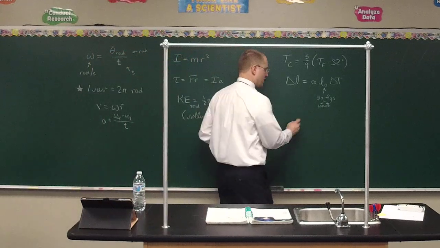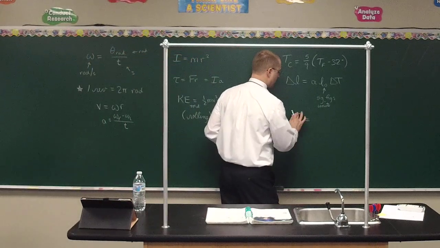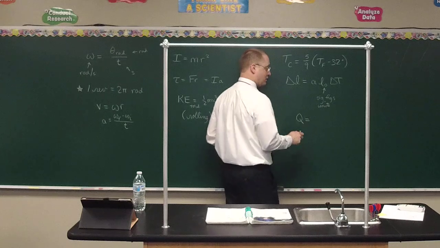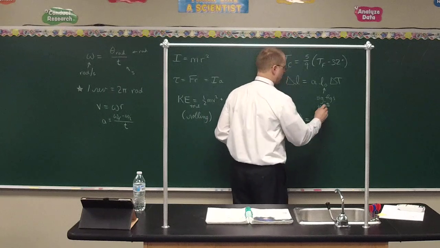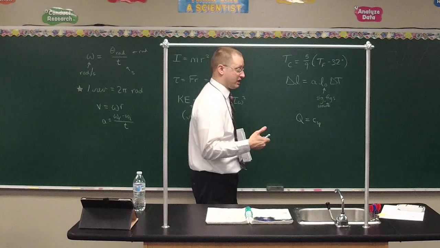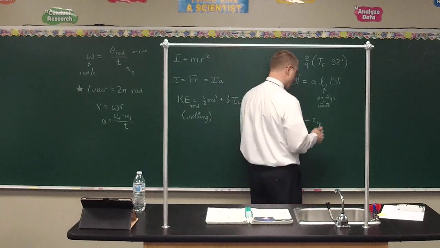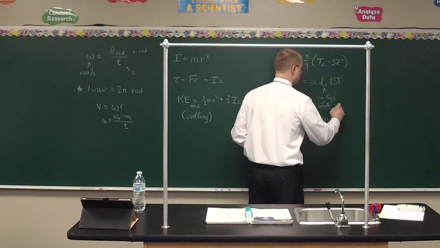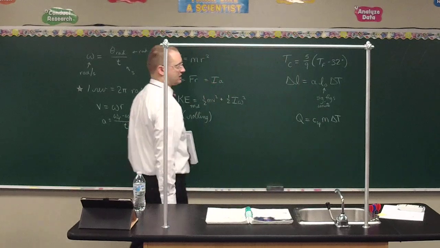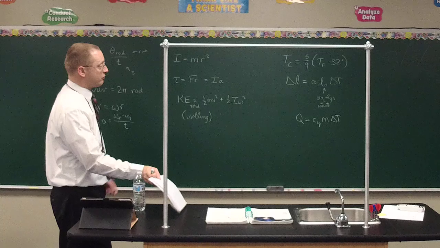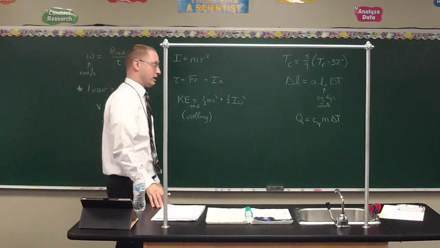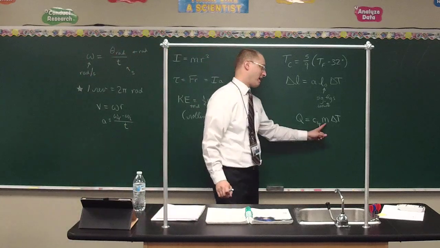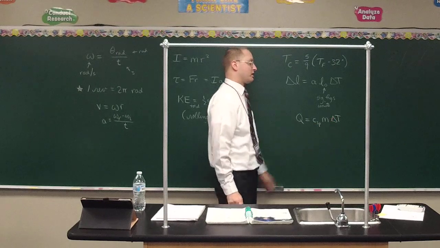The heat equation: how much heat is necessary to raise the temperature of an object? Well, we take the specific heat, that's the heat energy needed per gram. We multiply it by the number of grams and then also by the change in temperature. Specific heat is how much heat needed for 1 gram, 1 degree Celsius. So multiply by the mass, that tells you how many grams, and by the change in degrees Celsius.